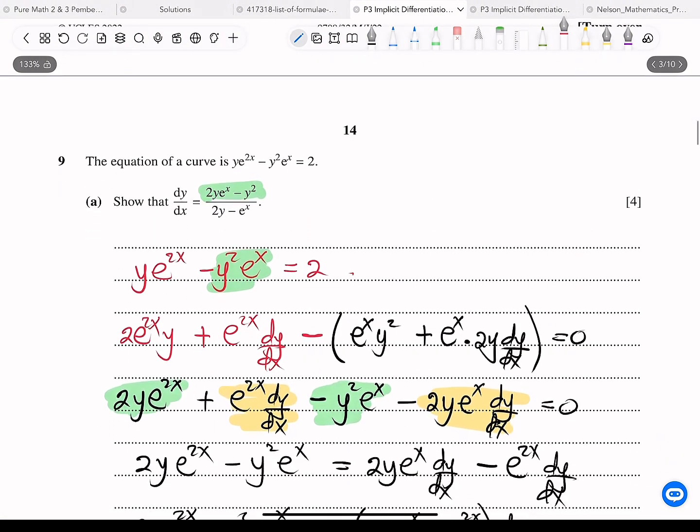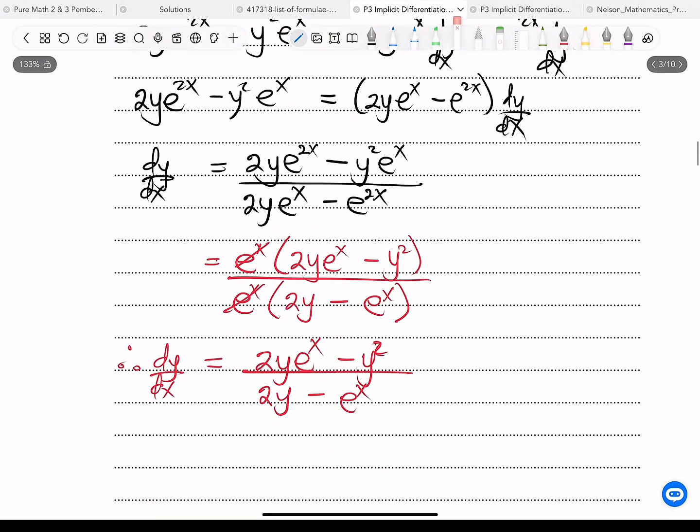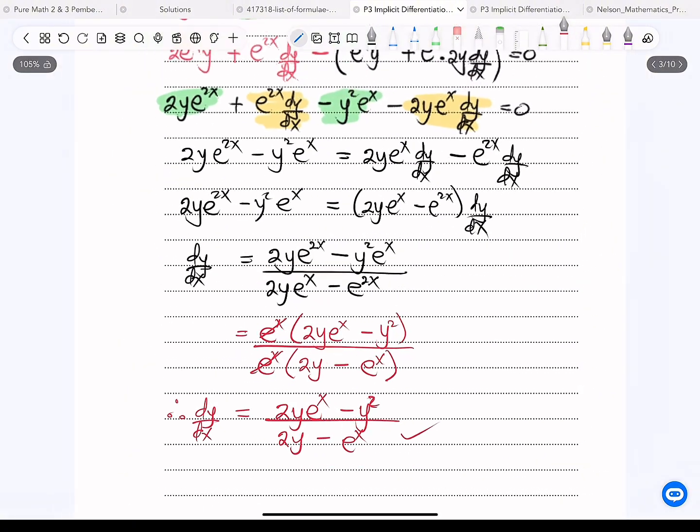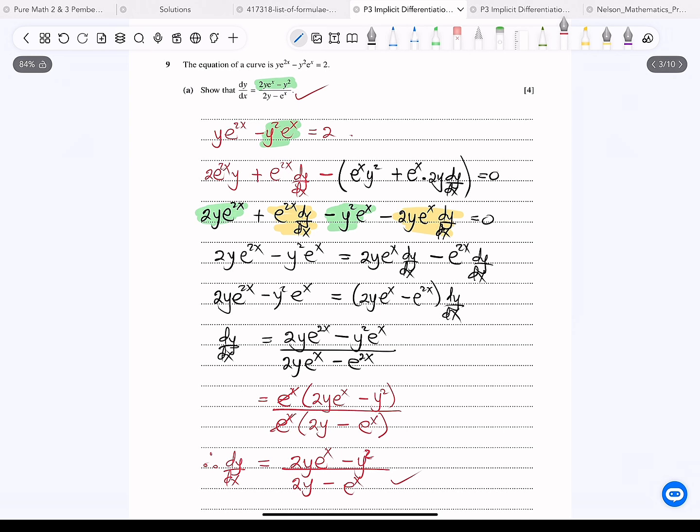And is that what they wanted us to get? Yep, they wanted us to get this, and we got exactly that. So we're good. And this is it, 4? Yeah, 4 marks. Right. So that's how it's done. Take your time, differentiate it, check where you are going. If you have to simplify further, you simplify further. Okay? And then you'll be fine.